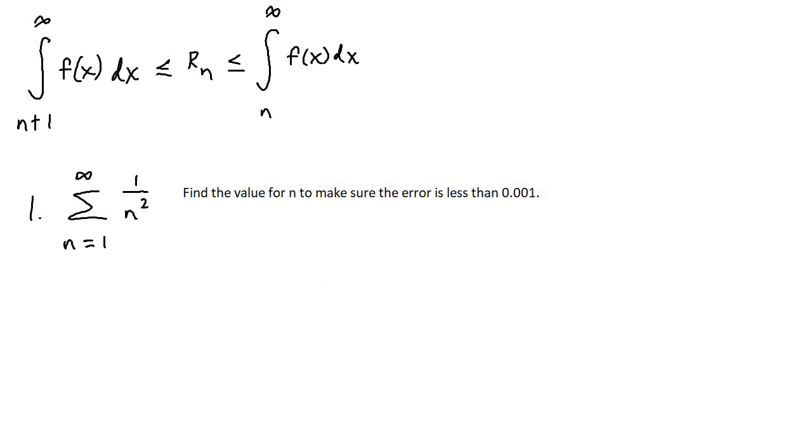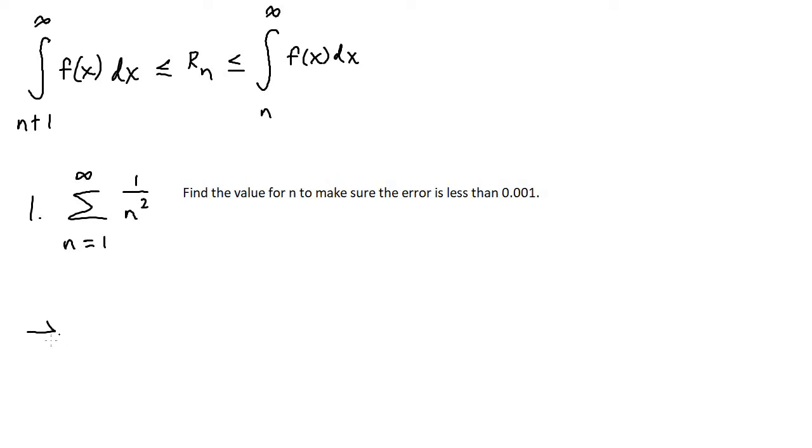So for number 1, we have the series from 1 to infinity of 1 over n squared, and we need to find the value for n to make sure the error is less than 1 over 1,000, or 0.001. In order to find the remainder, we must make sure the series converges, and it does converge by the p-test since 2 is greater than 1. And so we need to change the variable and take the integral of it now.